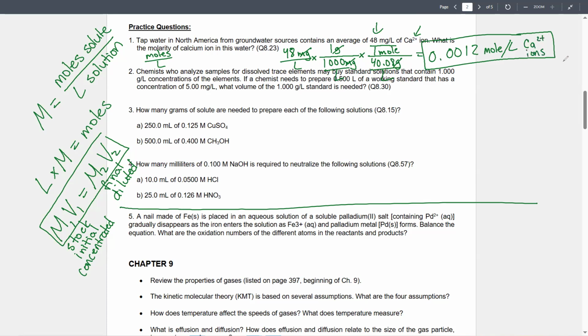Next. Chemists who analyze samples for dissolved trace elements may buy standard solutions that contain this concentration of the elements. Actually, standard belongs on this side, because you usually make a standard. But it kind of depends on how the question is worded. If a chemist needs to prepare, okay, so when we see the word prepare, we know we're going to do a dilution.